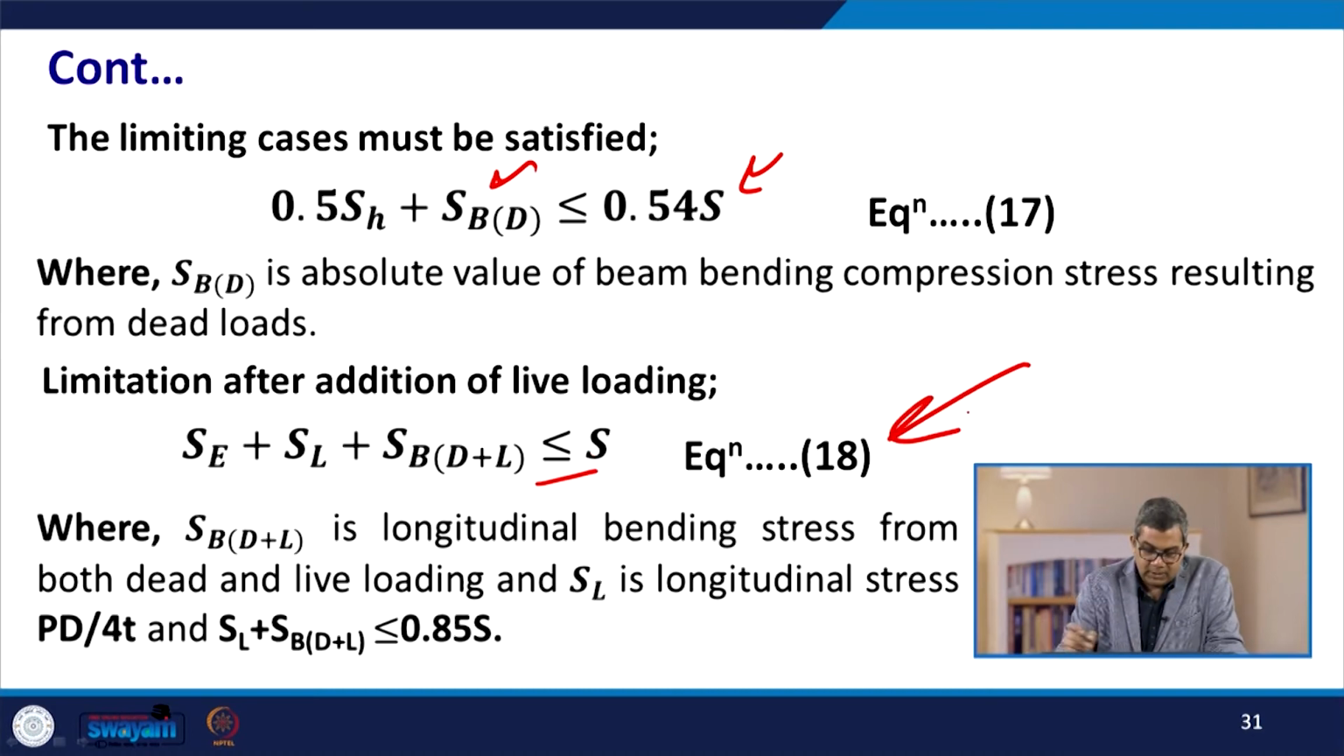Now, where this SBD plus L is the longitudinal bending stress from both dead and live loading, and SL is the longitudinal stress PD over 4T, and SL plus SBD plus L is less than or equal to 0.85 S.